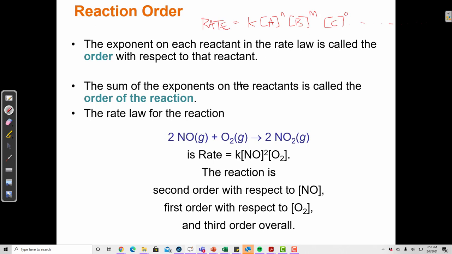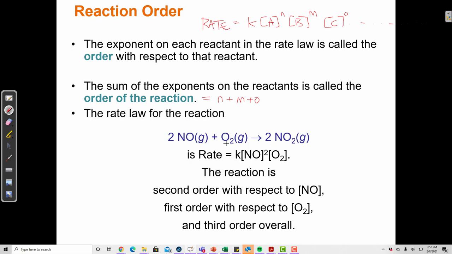The sum of the exponents on the reactants is called the order of the reaction. So n plus m plus o is the order of the whole reaction. Here n is the order with respect to A, and so on. And then n plus m plus o is the order of the whole reaction, depending on how many different reactants there are. So here is an example of an equation.